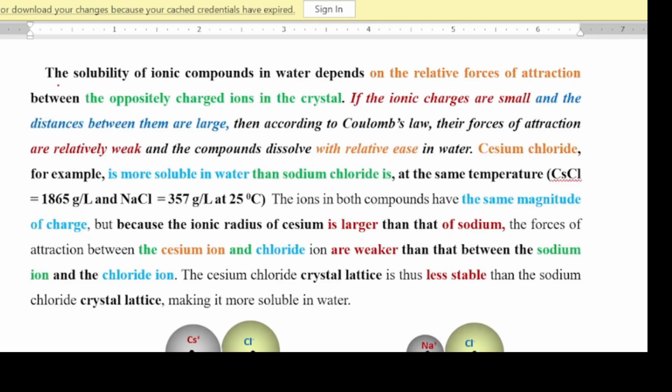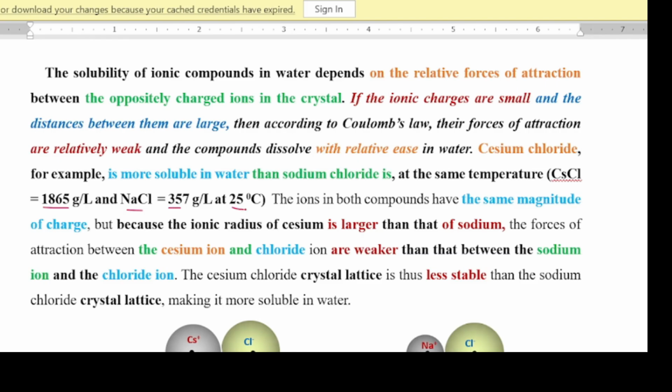The solubility of ionic compounds in water depends on the relative forces of attraction between the oppositely charged ions in the crystal. If the ionic charges are small and the distances between them are large, then according to Coulomb's law, their forces of attraction are relatively weak and the compound dissolves with relative ease in water. Cesium chloride, for example, is more soluble in water than sodium chloride is at the same temperature. Look, cesium chloride has a solubility of 1,865 grams per liter, and sodium chloride is only 357 grams at 25 degrees Celsius.